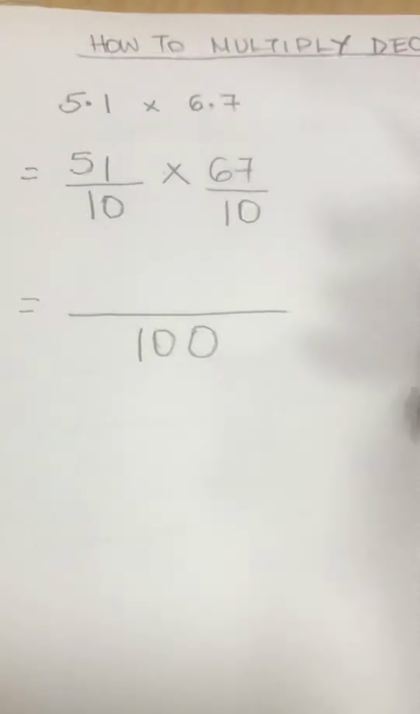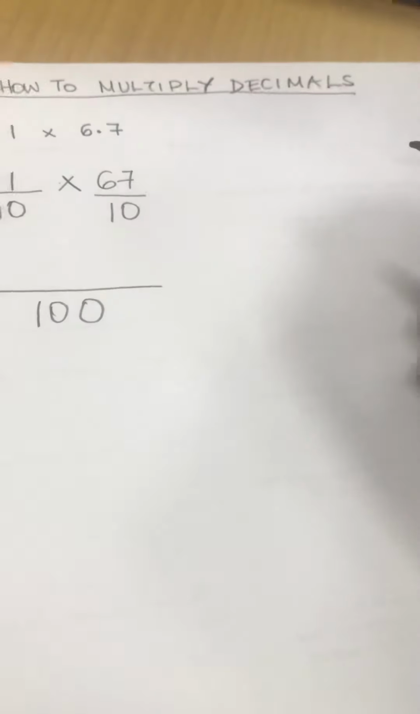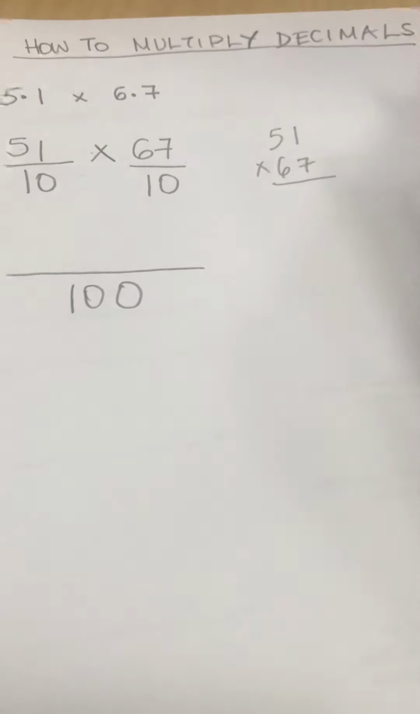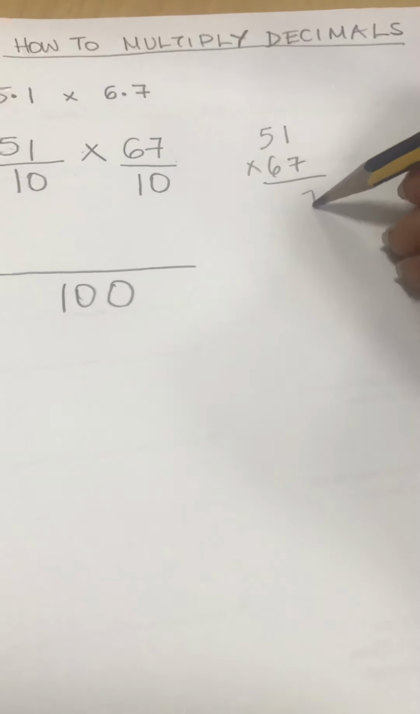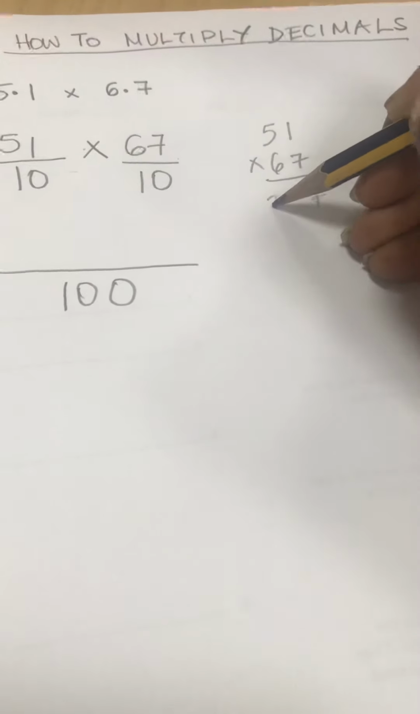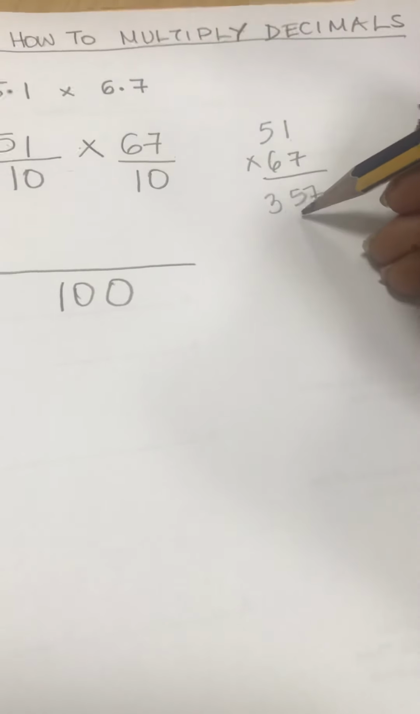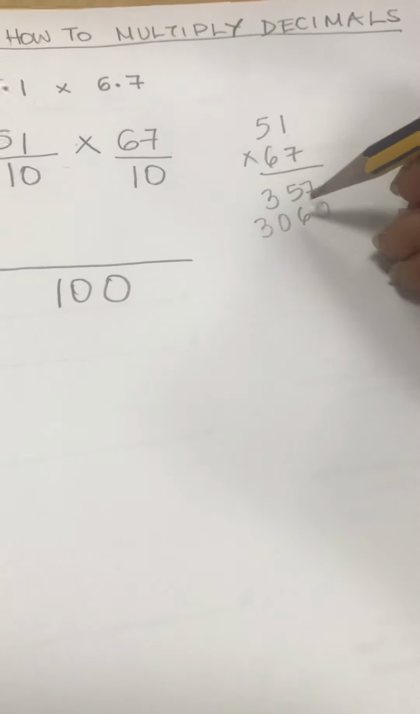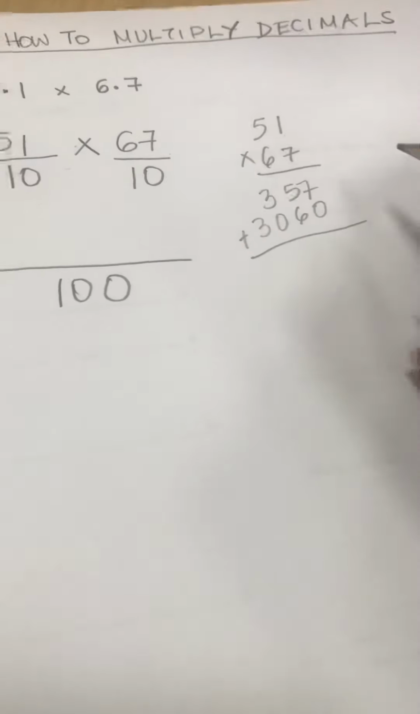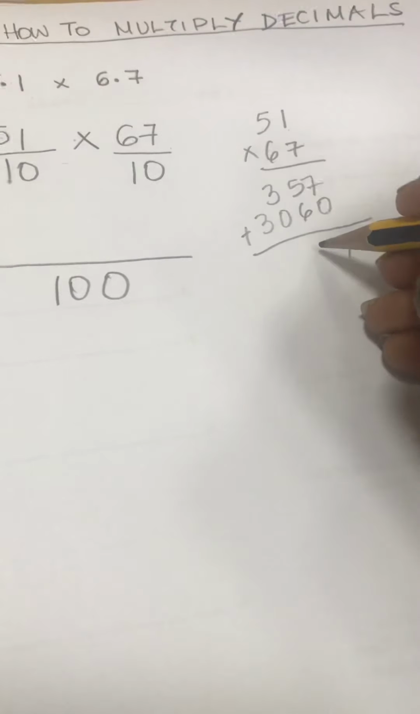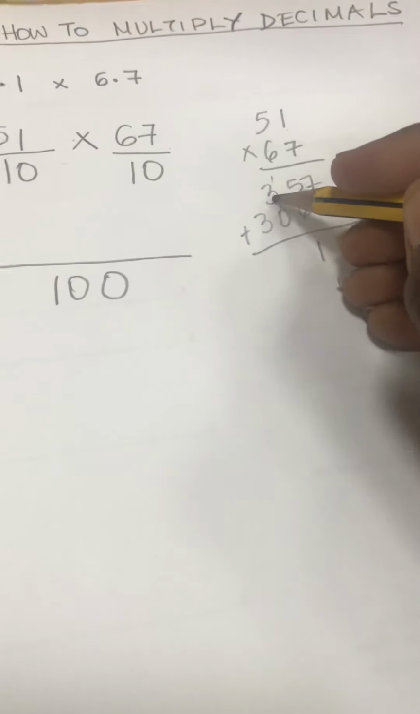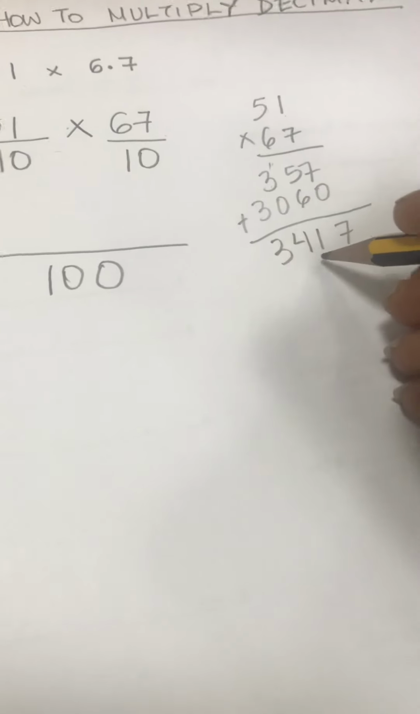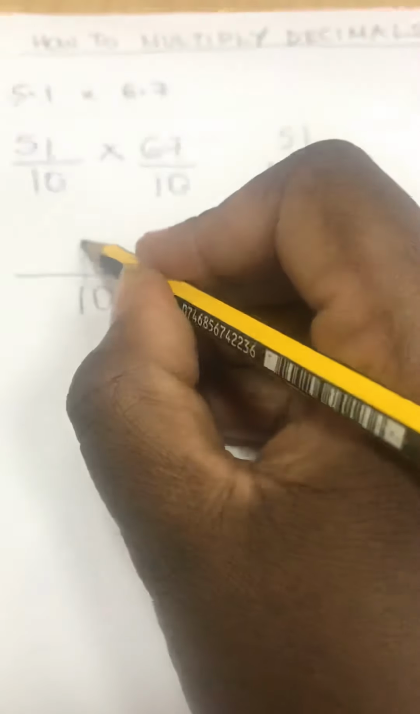Then 51 times 67, you multiply the same way you used to multiply. So 51 times 67, you have 1 times 7 is 7, 5 times 7 is 35, 1 times 6 is 6, 5 times 6 is 30, and then you add. 7, 5 plus 6 is 11, I carry 1, 3 plus 1 is 4, and then 3. Then this number, you will write it in your numerator.